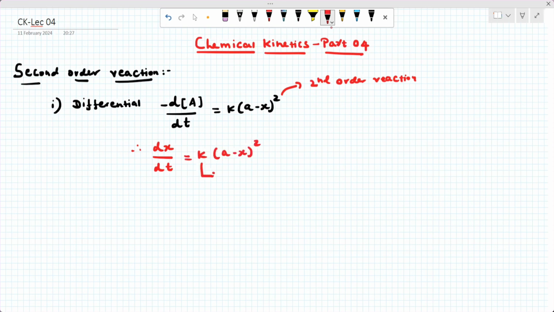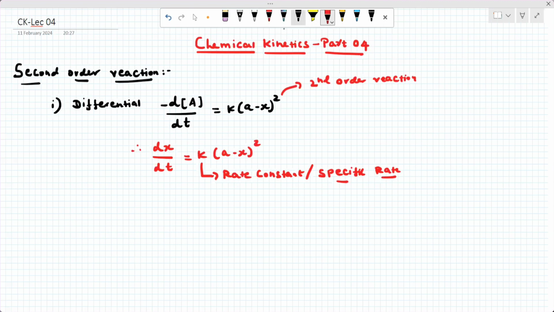Now what is K? That is nothing but the rate constant. Some people call it specific rate. This is a very important sentence: specific rate and rate constant are both the same. They will confuse you with the new name. What is the other name of rate constant? Specific rate. Please note.